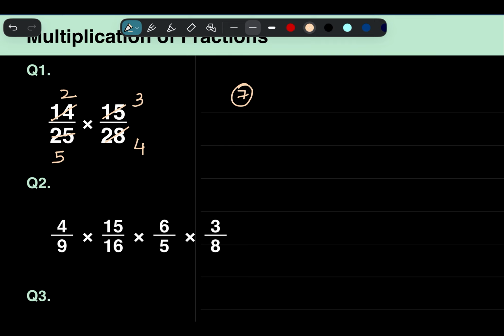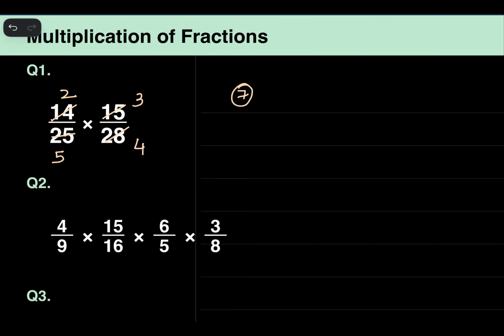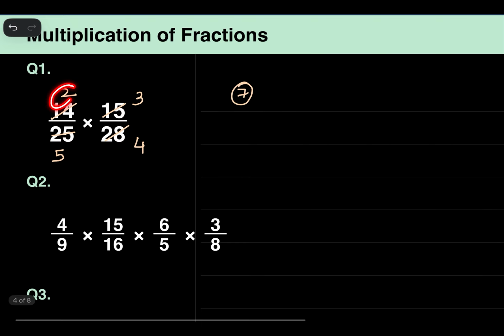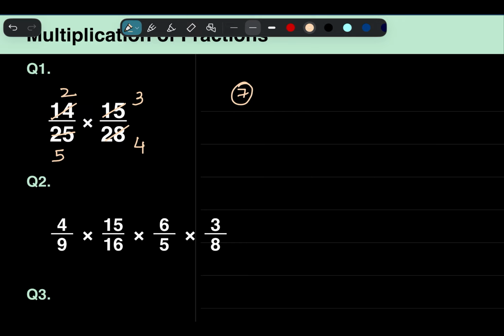Is there any further cancellation which is possible? One up, one down. It can be anything. It can be either this, or it can be this one and this one, provided one is the numerator and one is the denominator. So yes, we have 2 and 4. I want to divide that by which number? We'll divide it by 2.